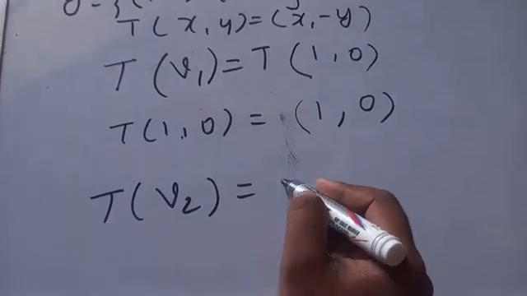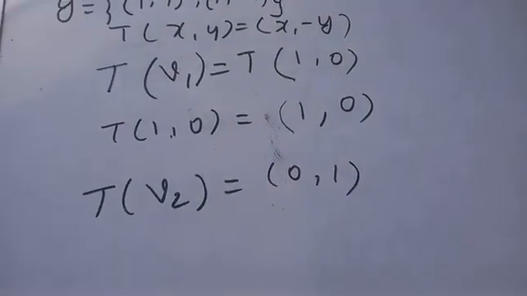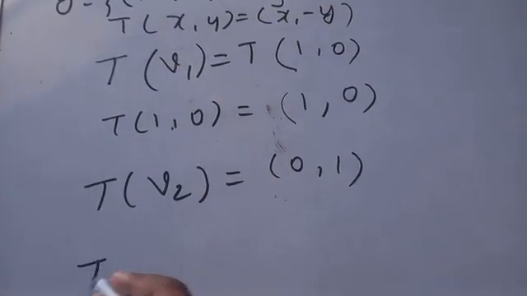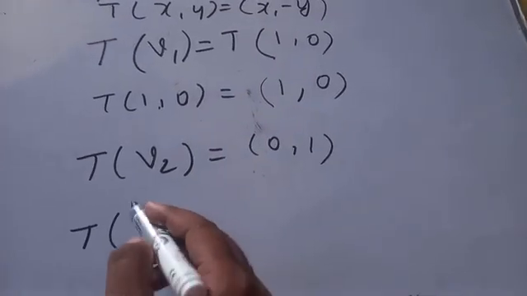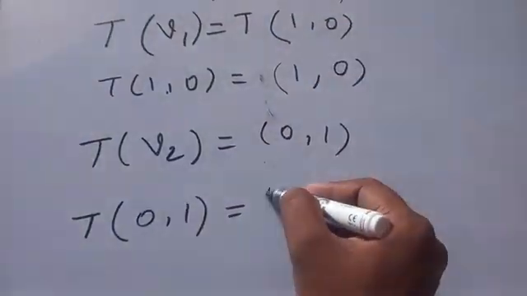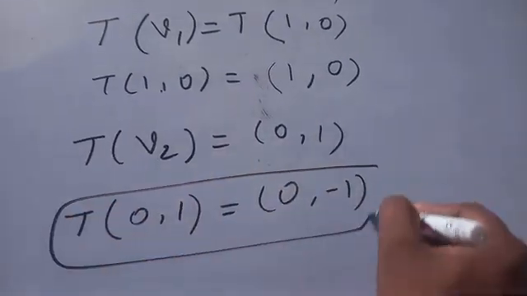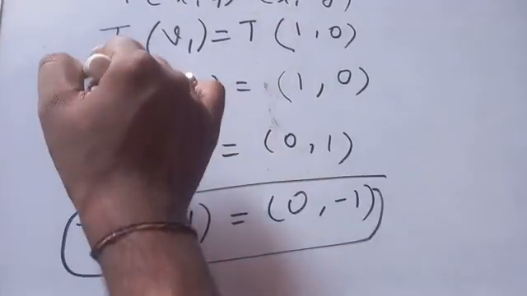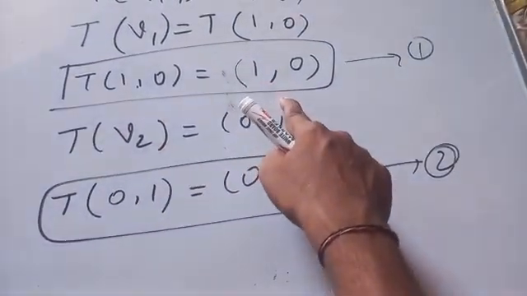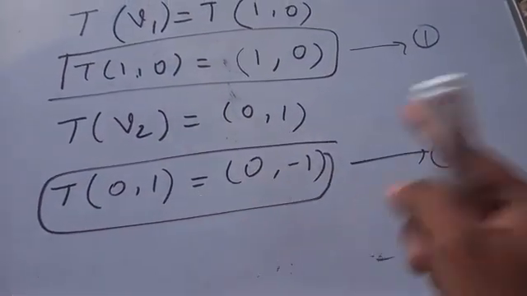T(v2): v2 is equal to (0, 1). So x equals 0, and y equals -1. So T(0, 1) equals (0, -1). T(1, 0) is equal to (1, 0); call this equation 1. T(0, 1) equals (0, -1); call this equation 2.